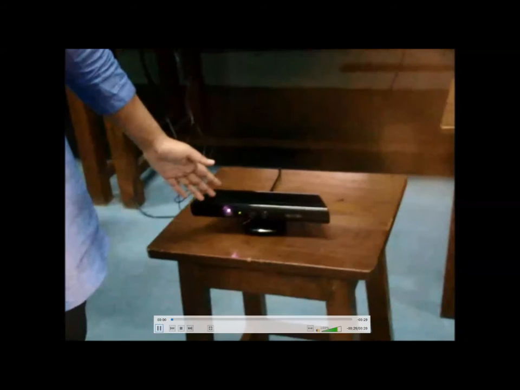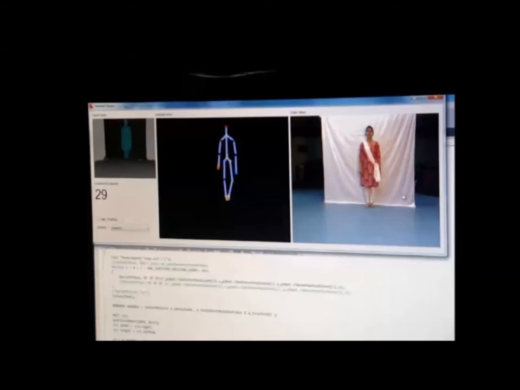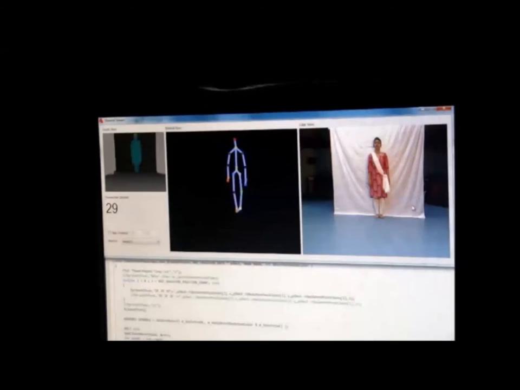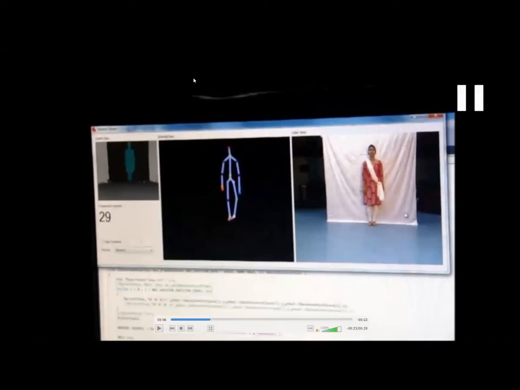I have the Kinect box. This of happiness through her dance gestures. So here you can just find.